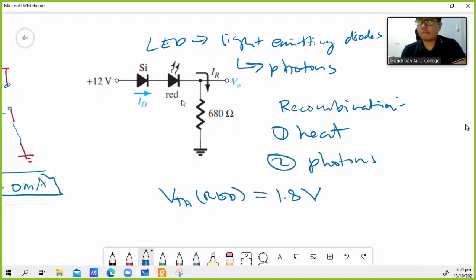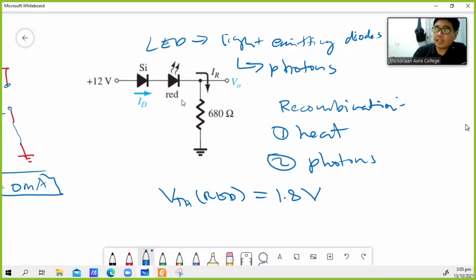So ibig sabihin, para ang LED ay umilaw, kailangan mo siyang i-forward bias at kailangan ang input mo ay greater than or equal to 1.8 volts. The question is, halimbawa, ang pinasok mo ay 1 volt, iilaw ba siya? Hindi siya iilaw. Okay? So ang pinasok naman ba 3 volts, iilaw ba siya? Yes, pero posible na siya mapundi.